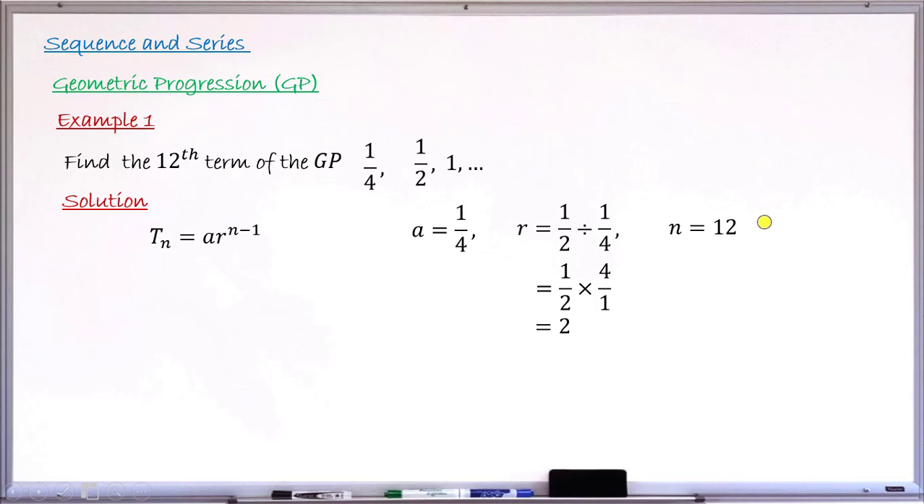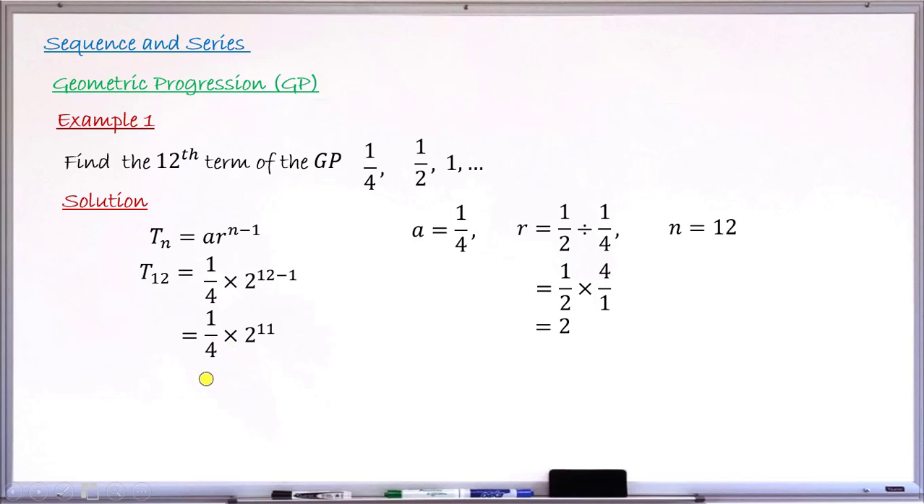And the n is now 12 because I'm asked to find term number 12. So let me substitute in this very formula. Instead of Tn, I'll now write T12, that is term number 12. This will now be equal to A, which is 1 over 4, multiplied by 2 raised to the power of 12 minus 1. I have replaced r by 2, n by 12. So I'll now simplify this. So I'm going to have 1 over 4 multiplied by 2 raised to the power of 11. 11 is 12 minus 1.